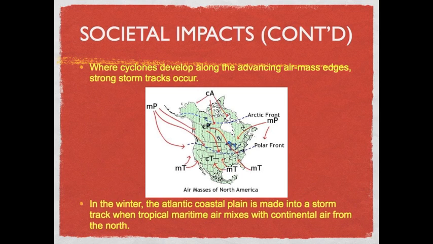Where cyclones develop along the advancing air mass edges, strong storm tracks occur. In the winter, the Atlantic coastal plain is made into a storm track when tropical maritime air mixes with continental air from the north.